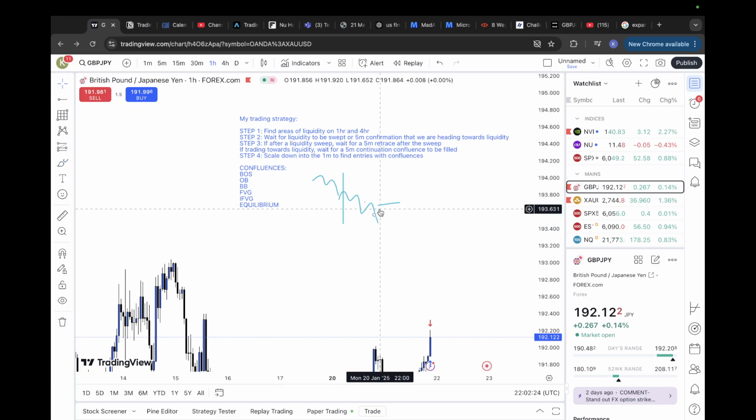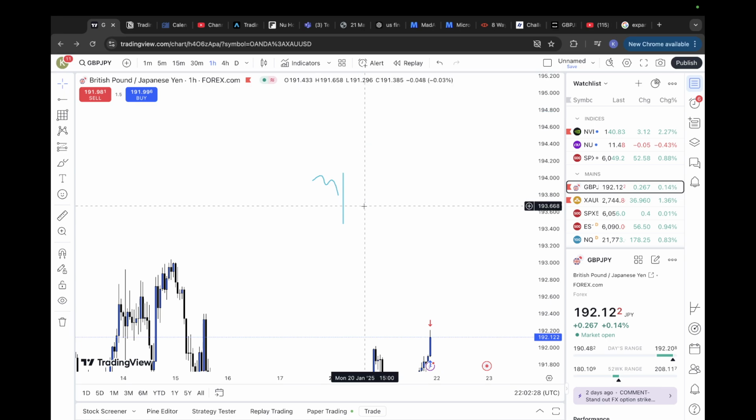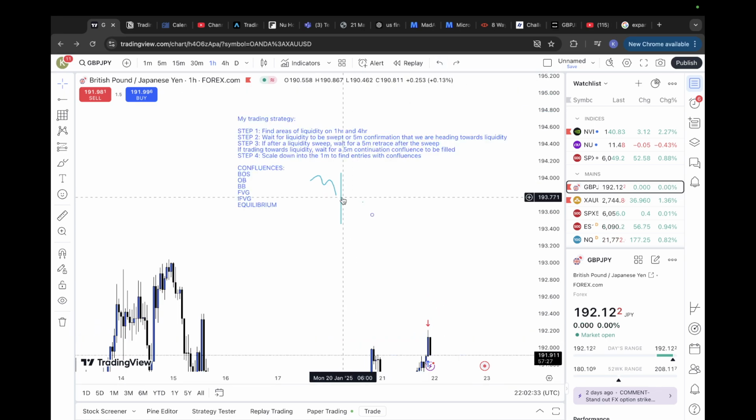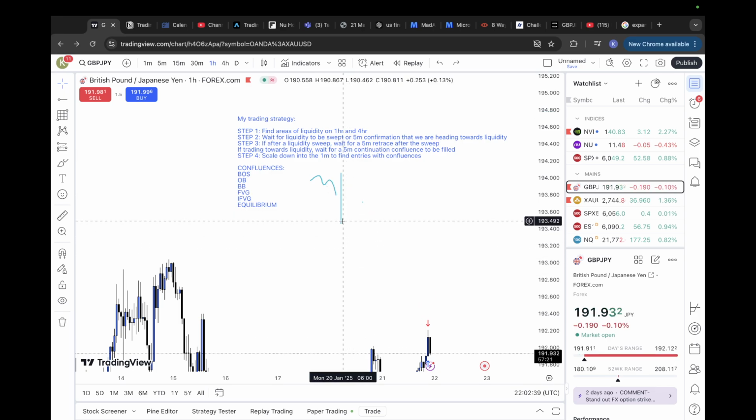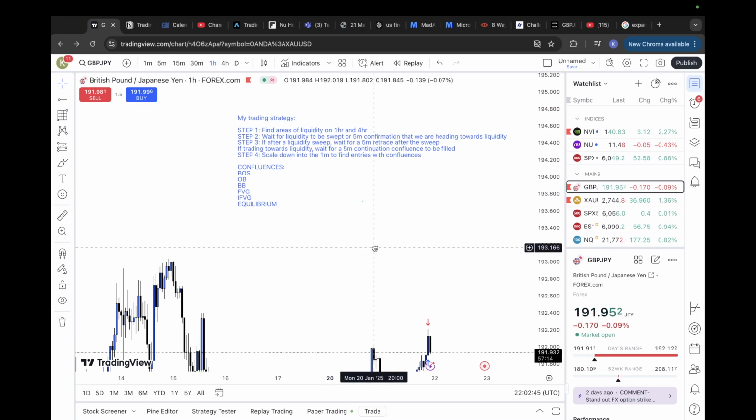So it's another way to trade: instead of trading liquidity sweeps, it's trading towards the liquidity. Instead of trading in confluence with the liquidity, it's using the liquidity and trading towards it, which is something that I've just recently added in, which I've found and tested that it works. But more on that a bit later on.